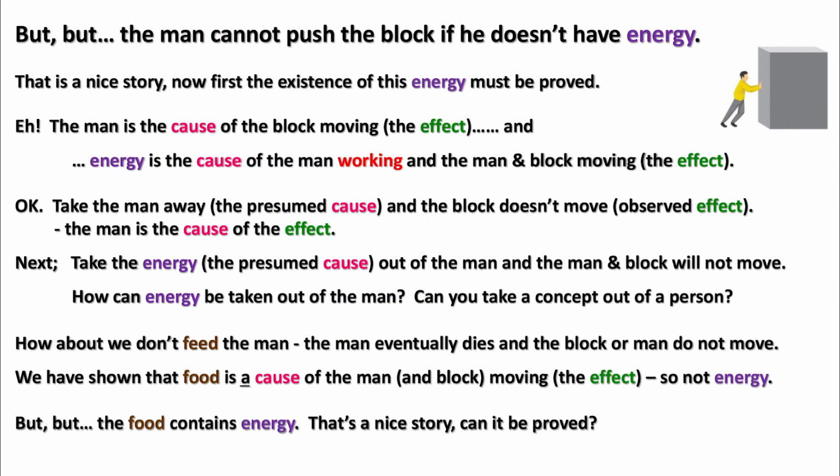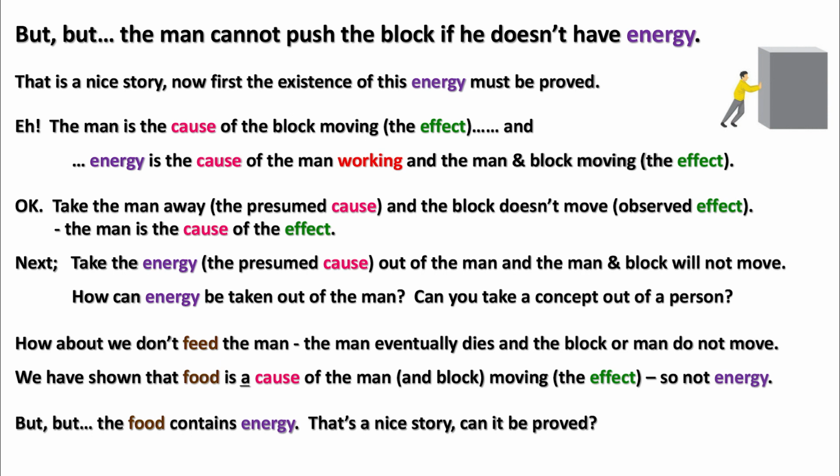But the man cannot push the block if he doesn't have energy. That is a nice story. Now first, the existence of this energy must be proved. The man is the cause of the block moving, the effect, and energy is the cause of the man working and the man and block moving, the effect. Okay, take the man away, the presumed cause, and the block doesn't move, observed effect. The man is the cause of the effect. Next, take the energy, the presumed cause, out of the man, and the man and block will not move.